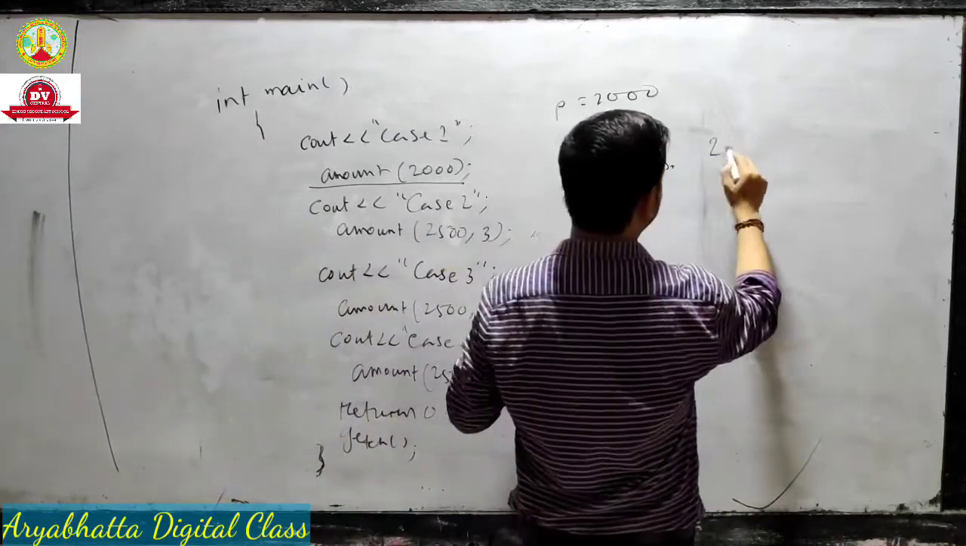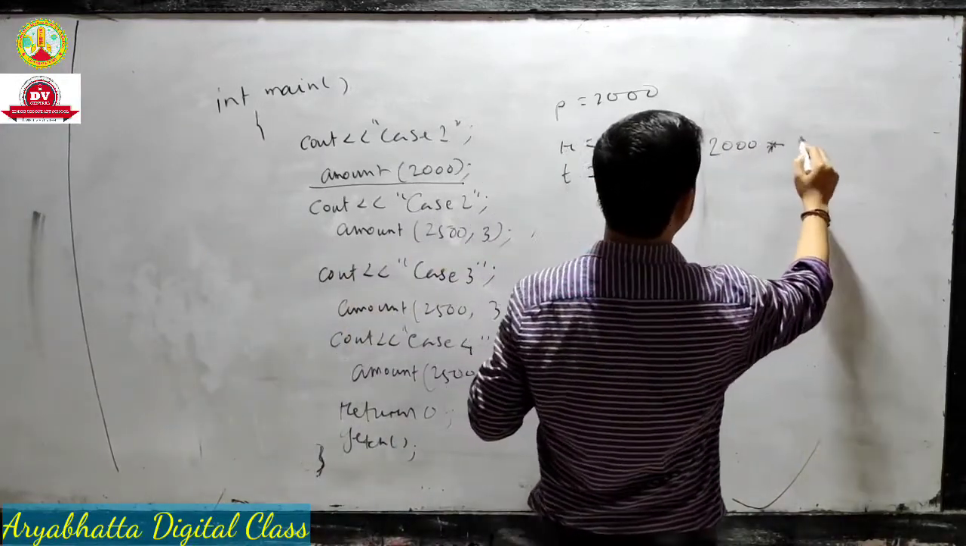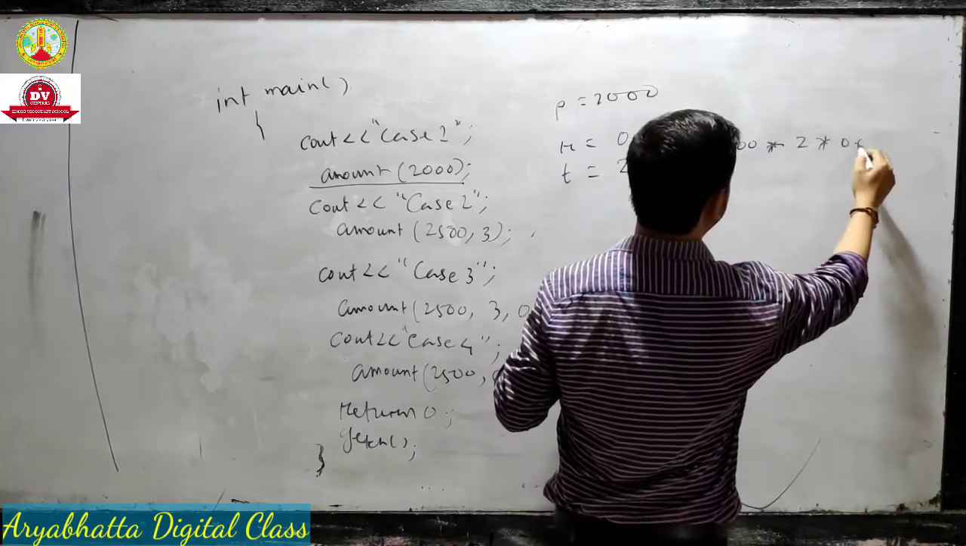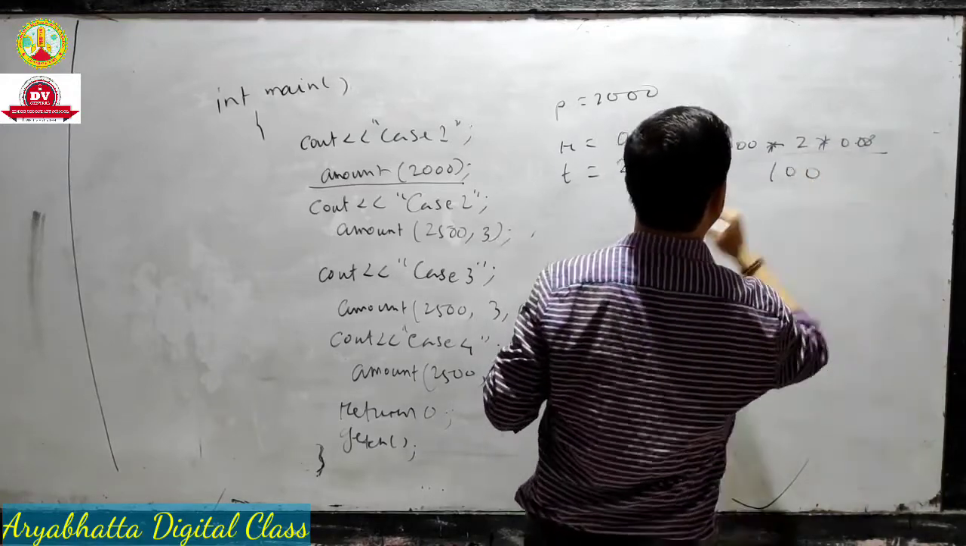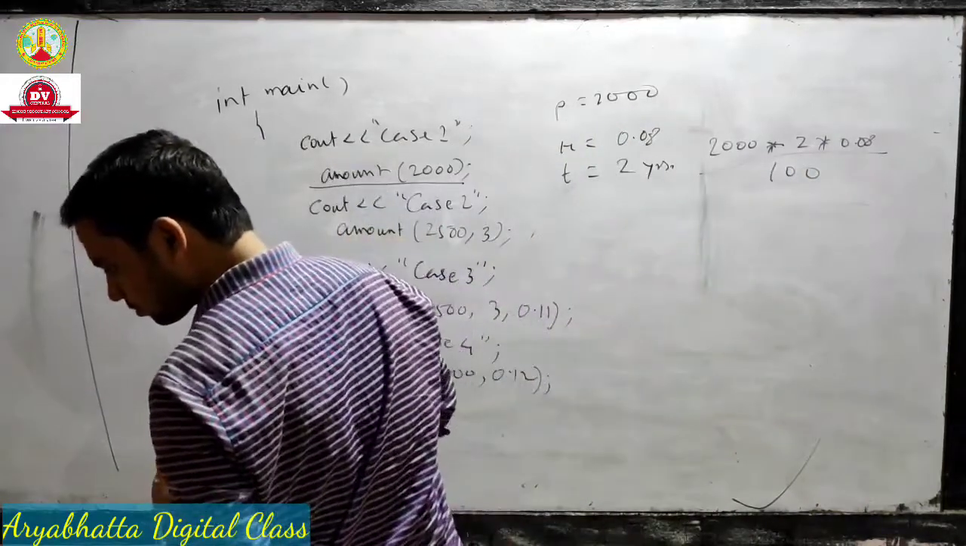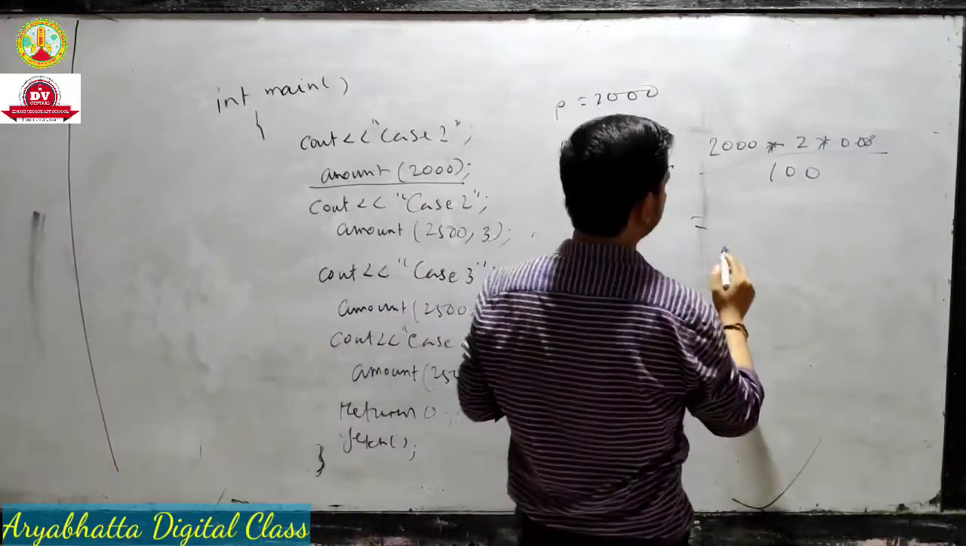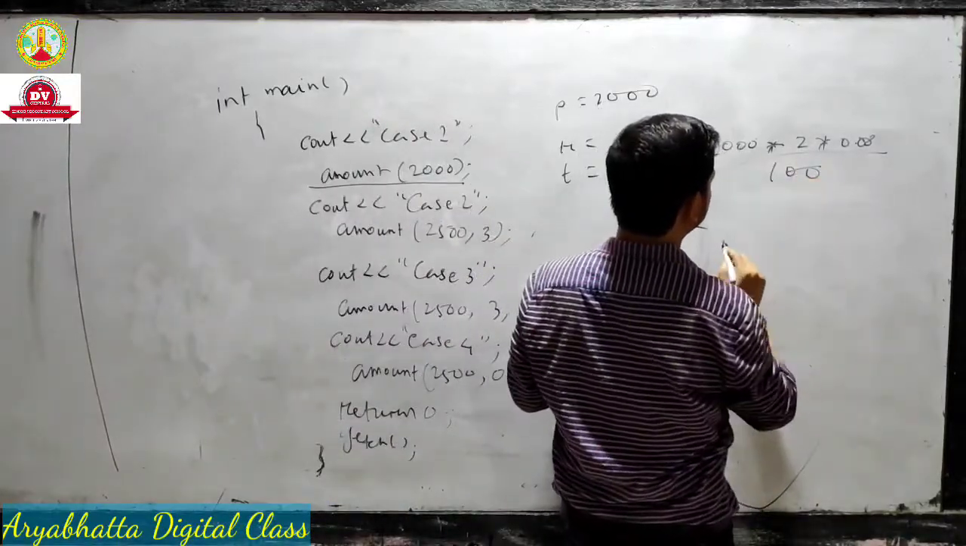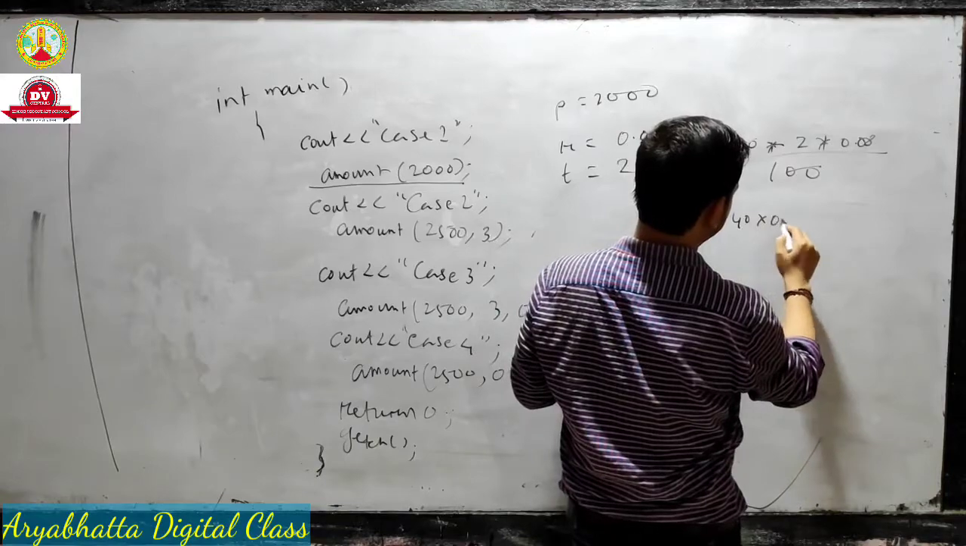So what is the simple interest? 2000 into 2 into 0.08 divided by 100. What is the interest amount? It is close to 40.